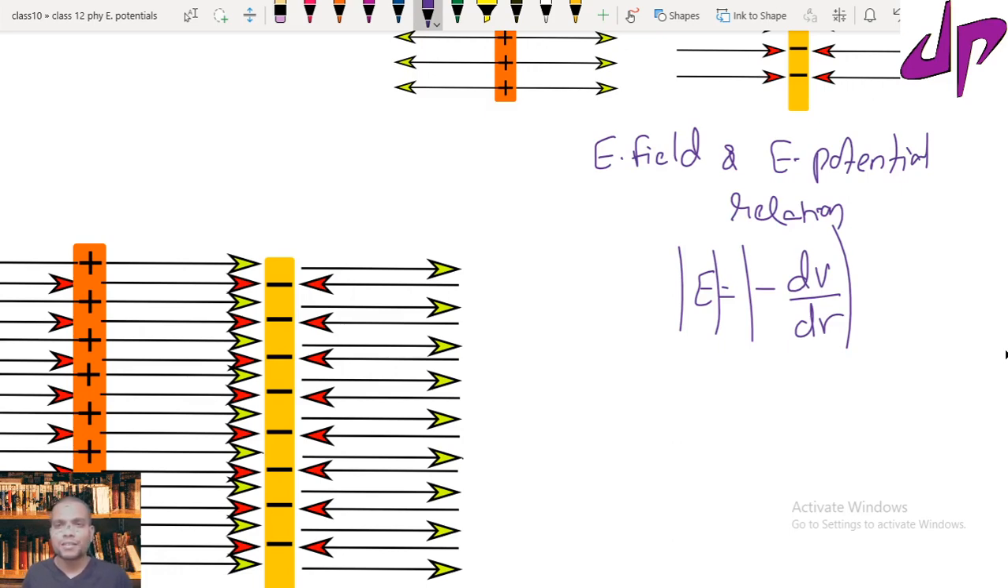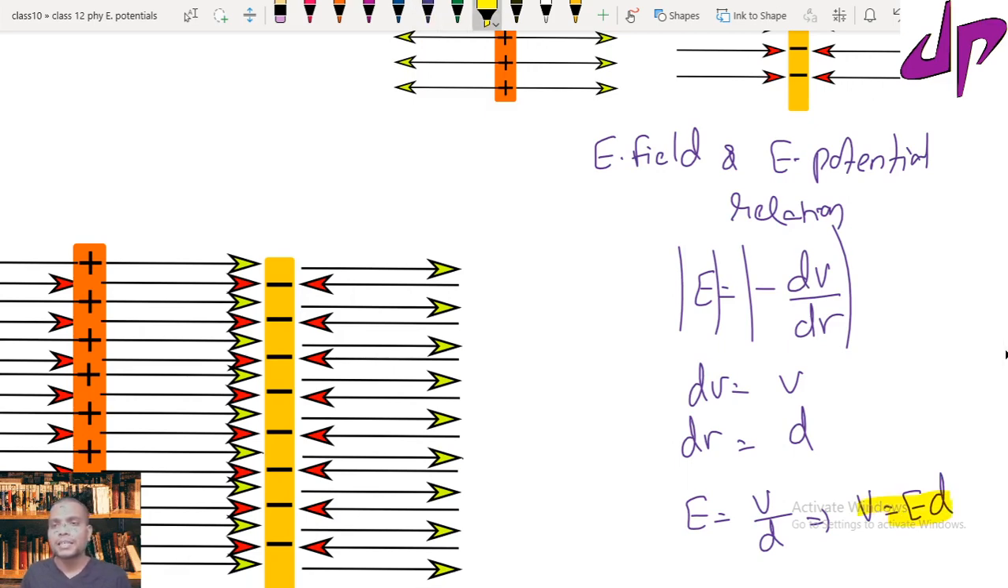Here dV is the small elemental potential and dr is the small elemental length. I will convert that in terms of distance. Taking dV as the total potential V and dr as the distance between the plates d, we can write E equal to V upon d. I can use this expression later. This is the relation between electric field and electric potential.